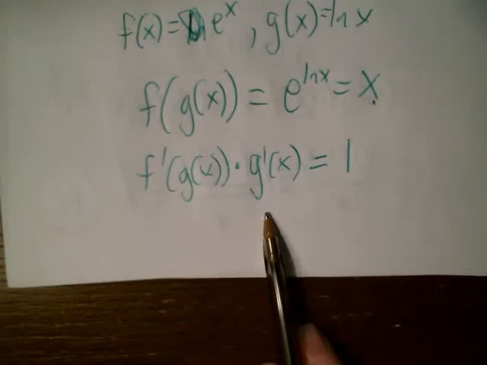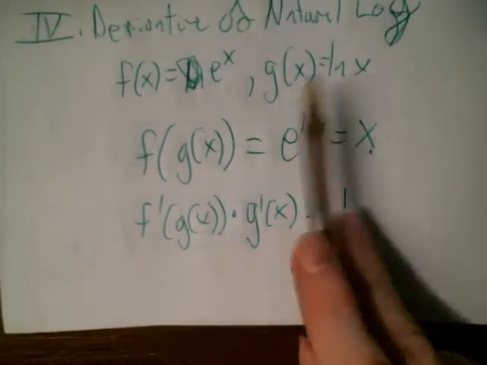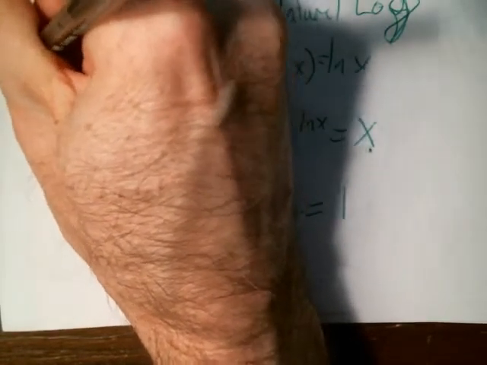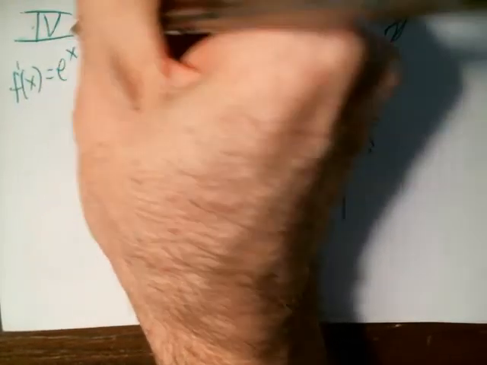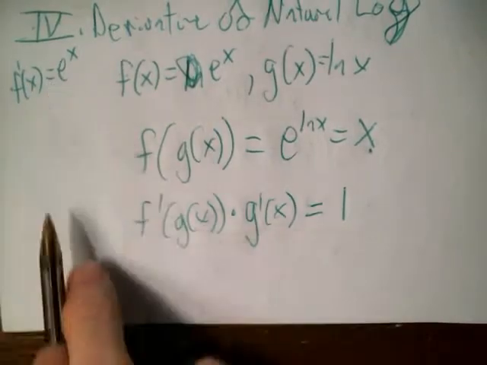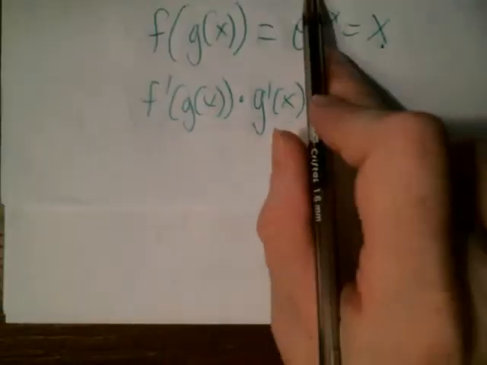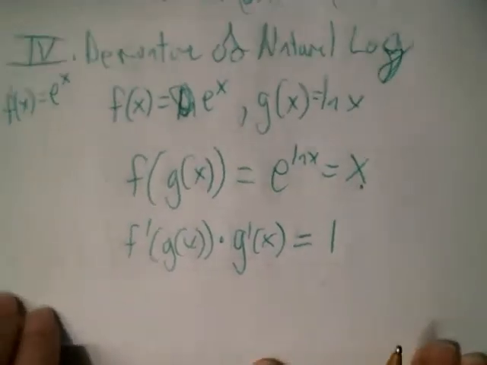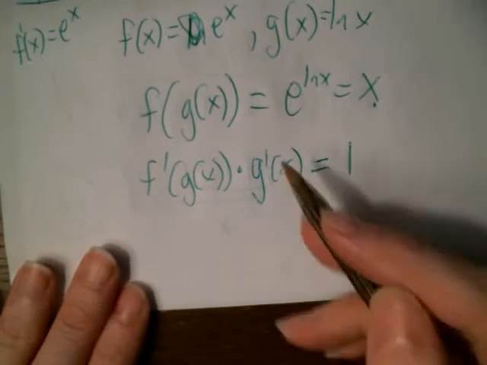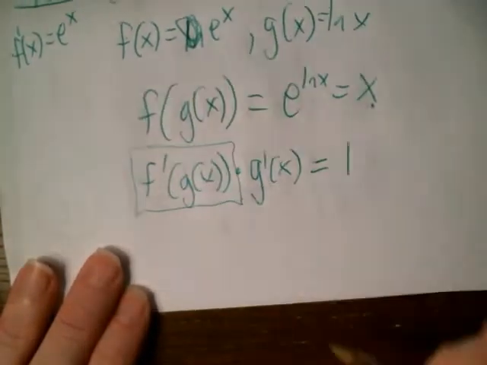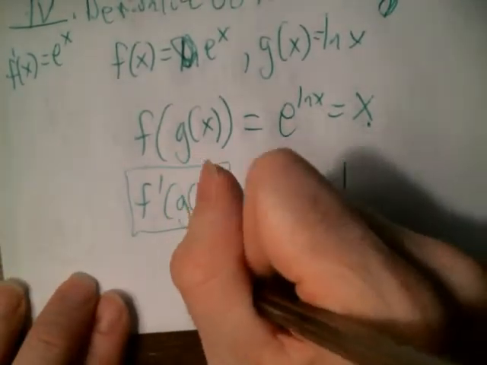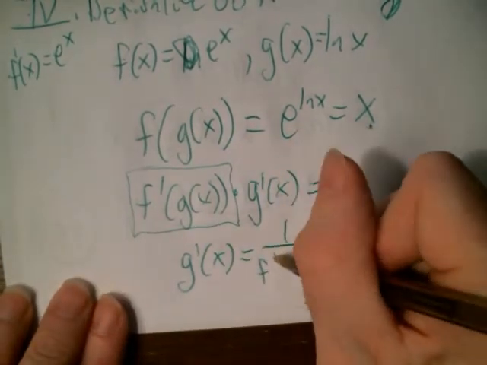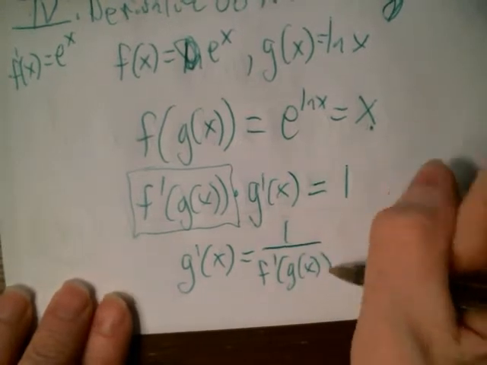So here, g prime of x is what I'm after. I know the derivative of f of x, right? f prime of x, the derivative of e to the x, is just e to the x. What I'm after is the derivative of ln of x. I don't know that yet. So anyways, let's keep going. I could divide both sides by this expression so long as it's not 0. So I'll have g prime of x equals 1 all over f prime of g of x.